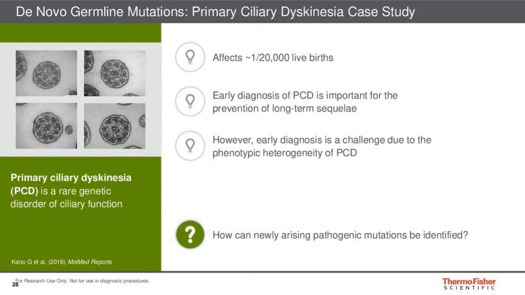So now I'd like to show a quick case study where the Ion AmpliSeq exome was used to analyze inherited mutations in a developmentally affected individual. PCD is a rare autosomal recessive genetic disorder that causes defects in the cilia lining the respiratory tract and other locations in the body. Early diagnosis is really important to avoid long-term complications, but it can be challenging to diagnose due to the phenotypic heterogeneity of PCD. So, how can newly arising pathogenic mutations be identified?